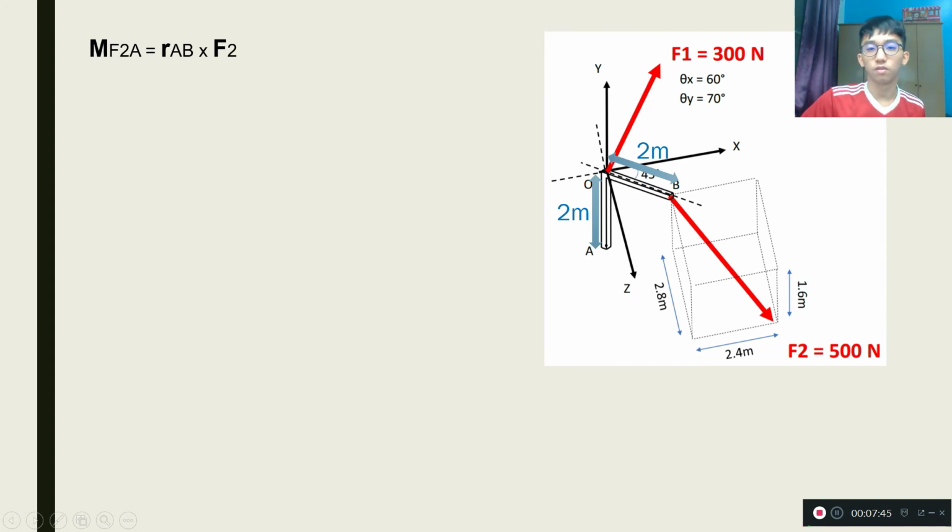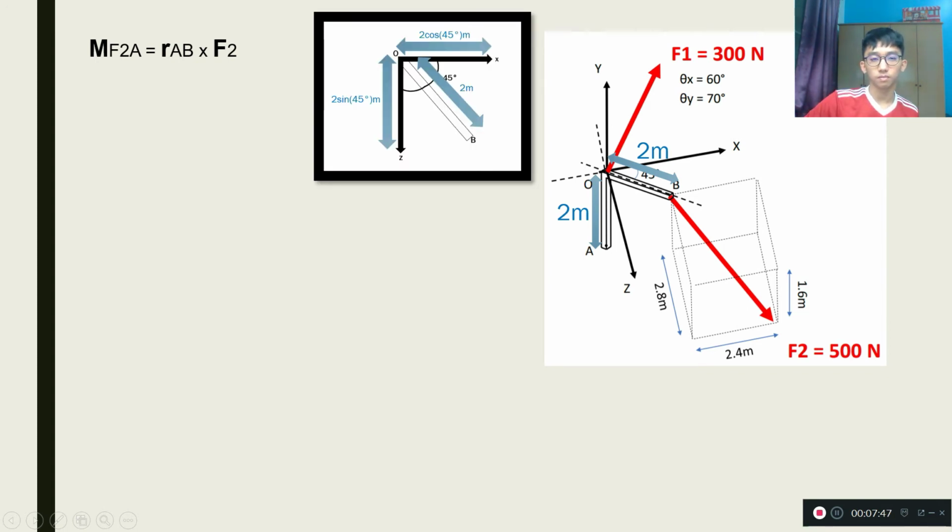So if you look from the top, you will get the image here. By using the Pythagorean theorem and trigonometric identities, we will get the two lengths here. The 2 cos 45 degrees is moved along the x, so this one is our component i, and the 2 sin 45 degrees is for our component k, because it moves along the z-axis.